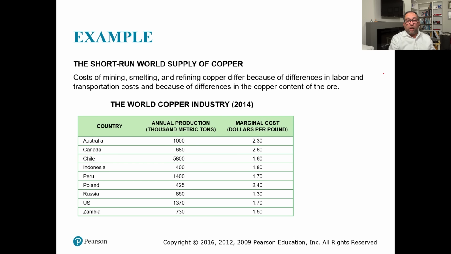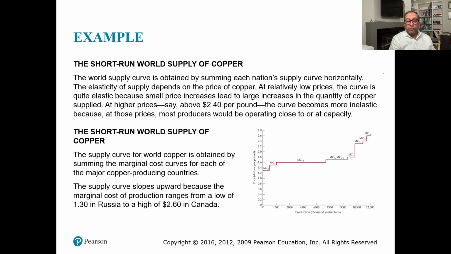So if the price of copper increases, then Canada or Australia jump in to produce. Otherwise they are not in a position to produce, because their marginal costs are very high compared to the other countries. The world copper supply is determined by summing each nation's supply horizontally. The elasticity of supply depends on the price of copper.